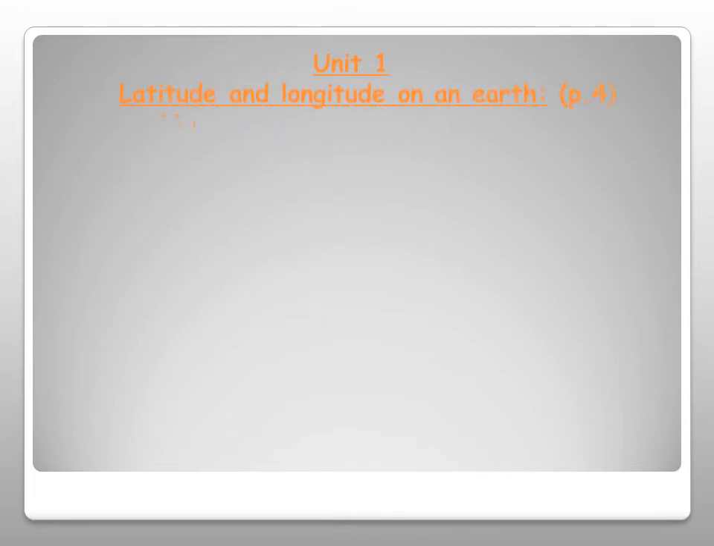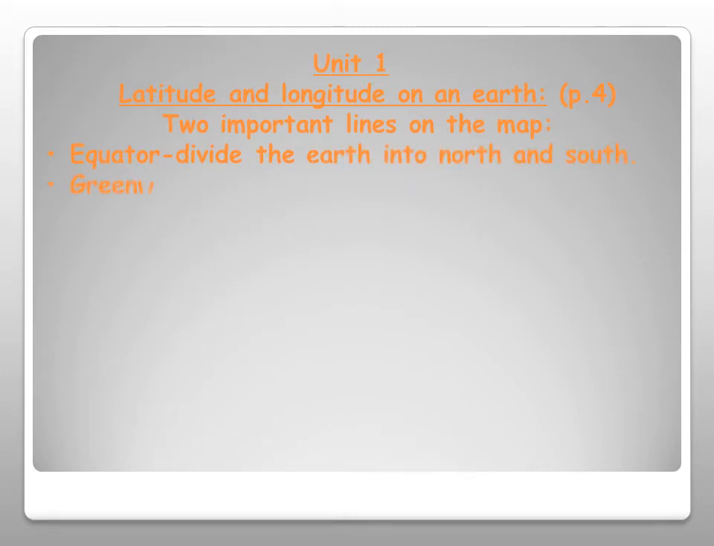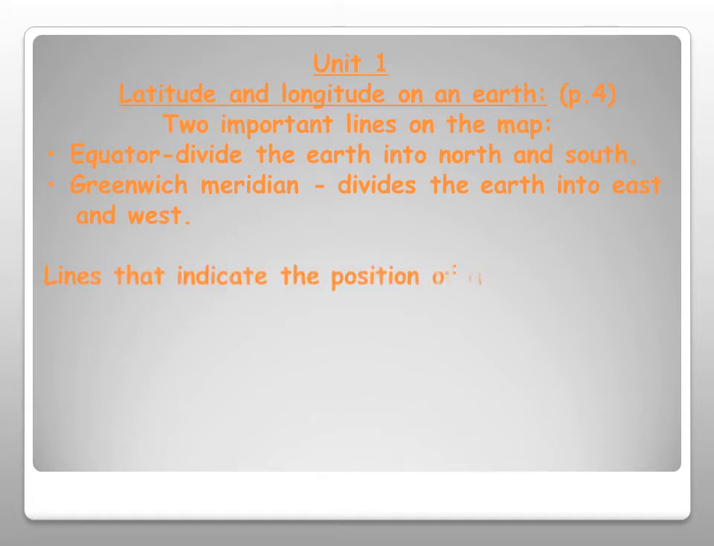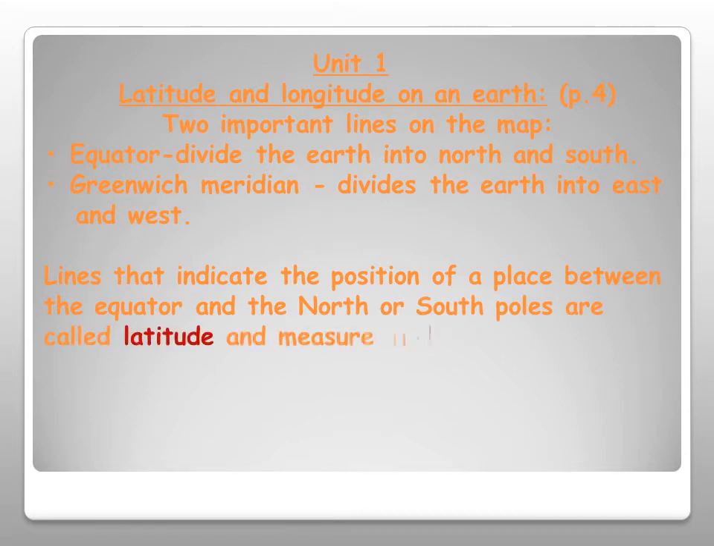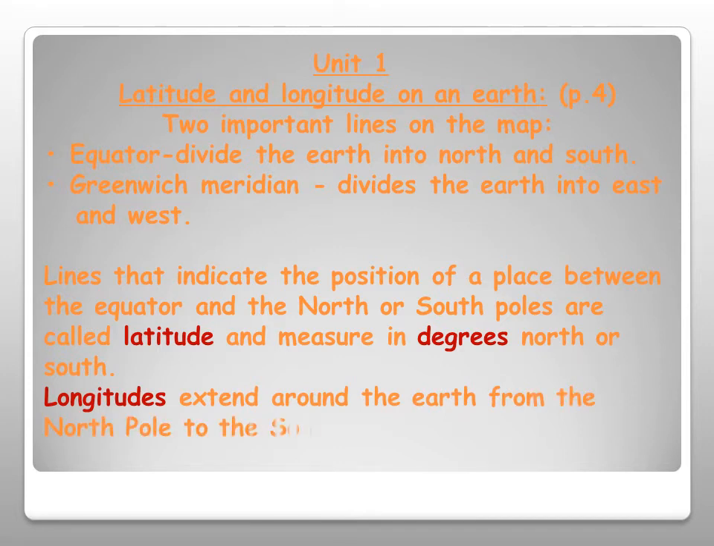Let's start with Unit 1, Latitude and Longitude on Earth. You can go look on page 4 in your textbooks. The two important lines on the map are the equator and the Greenwich meridian. The equator divides the earth into a north and a south. The Greenwich meridian divides the earth into an east and a west. So the equator runs from the east to the west, but it divides the earth between a north and a south. The Greenwich runs from the north to the south, and divides the earth into the east and the west.